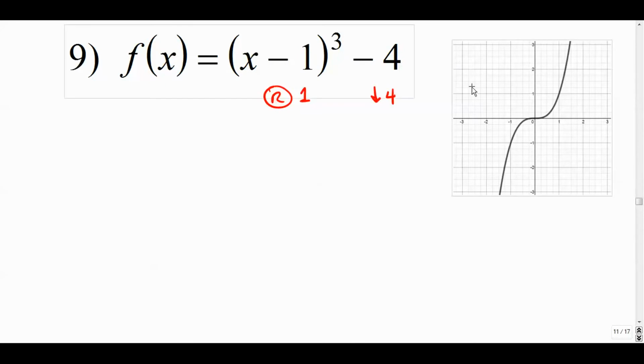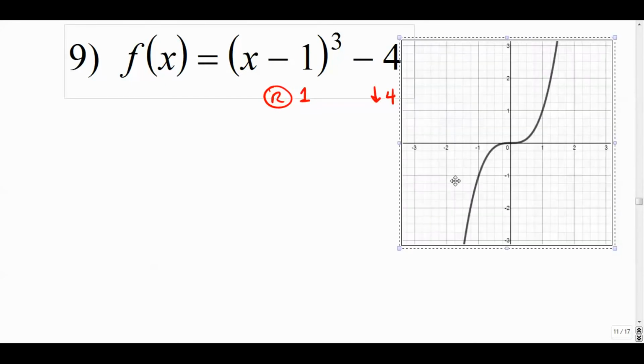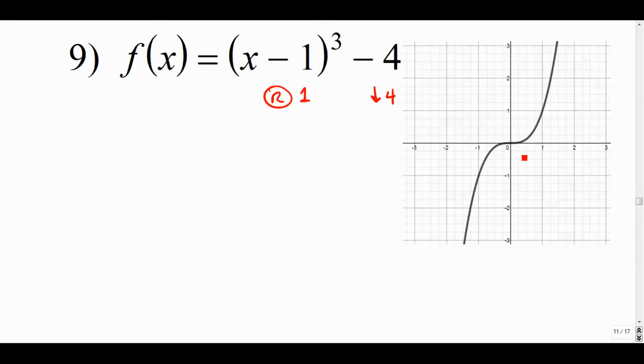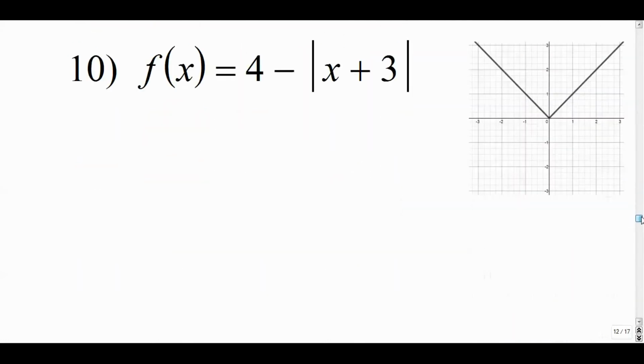So I sketched my parent cubic function right here. I'm going to go right 1 and down 4. So now it doesn't look anything different except for the fact that it's just translated. So this function basically just moved right 1 and down 4. Number 10.